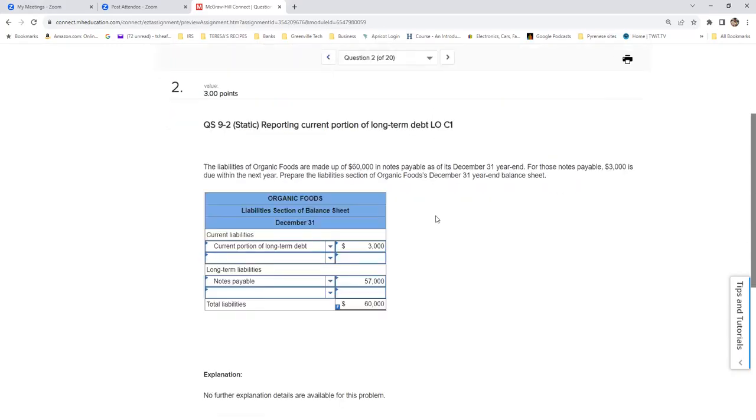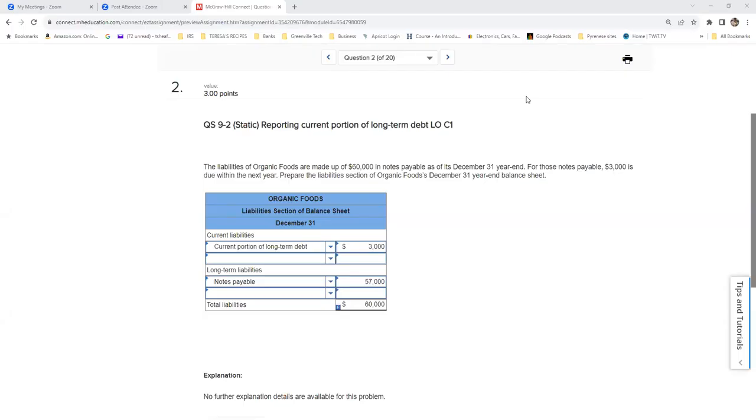In this one, liabilities of Organic Foods are made up of $60,000 in notes payable. Of those notes, $3,000 is due within the next year. So when you put them on the balance sheet, you first list the current portion of long-term debt, and then under long-term liabilities, put notes payable. You subtract the $3,000 in current liabilities from the $60,000. That's what goes on the first line. And on the second line, under notes payable, if you subtract the 3,000, it's 57.